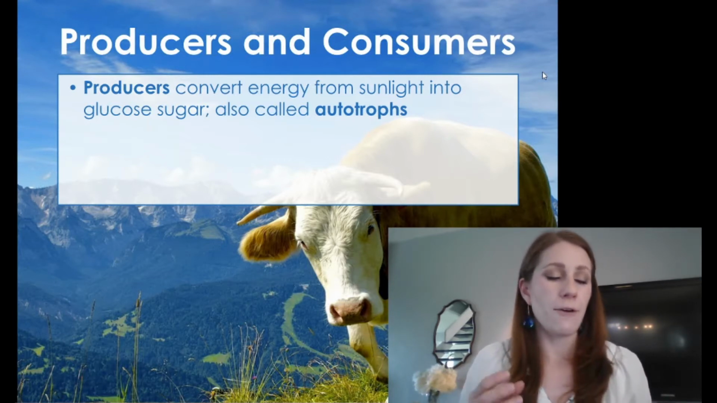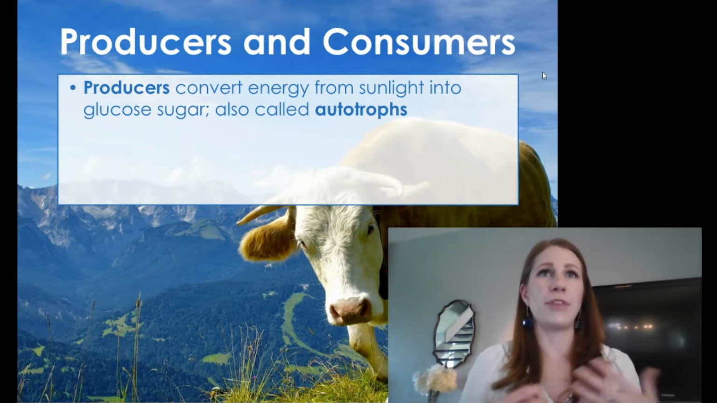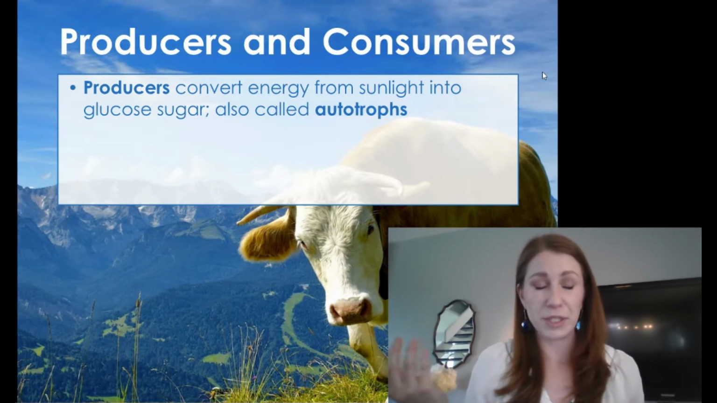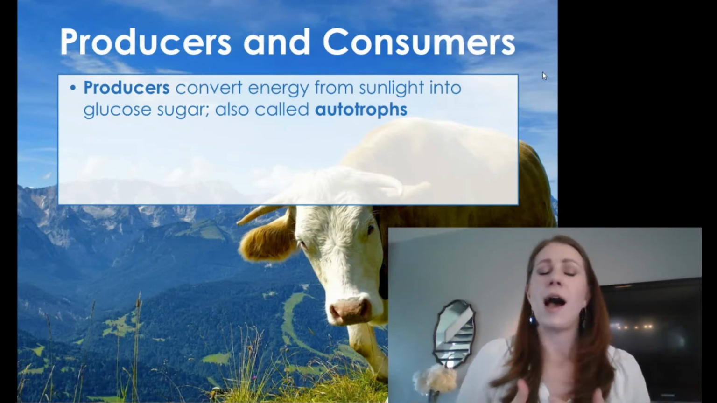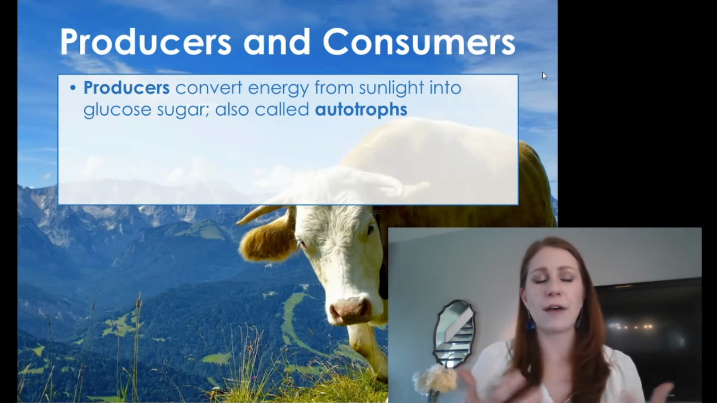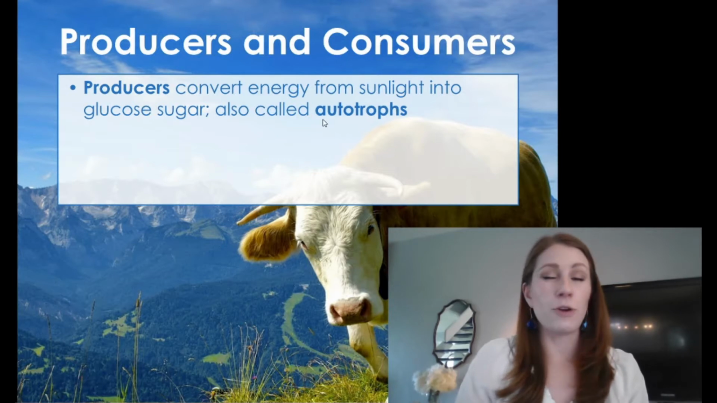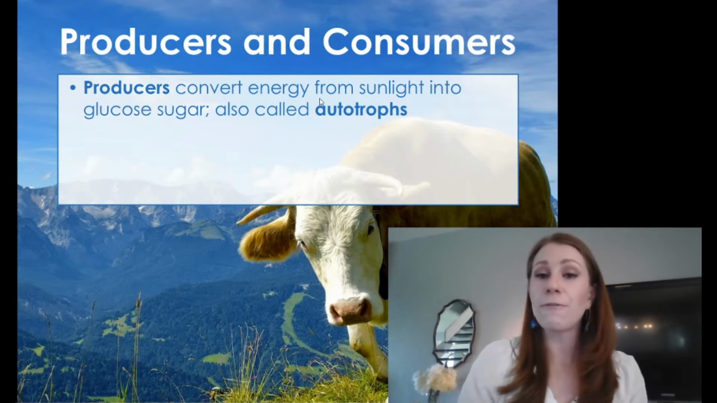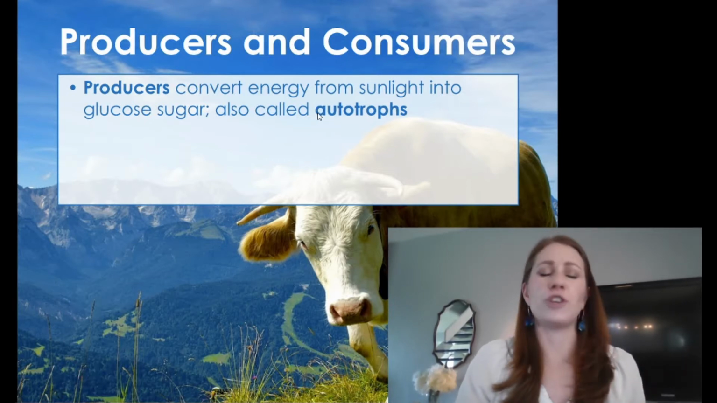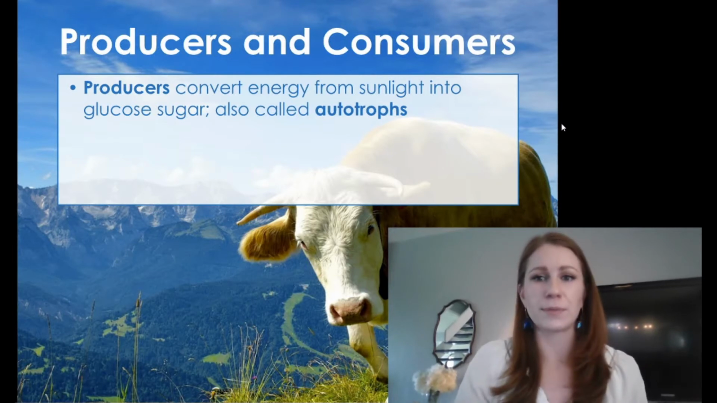This is why fruit tastes sweet. It's why some things, I think carrots, taste sweet. Most people disagree with me, but they taste sweet to me. All those plants, they have sugar in them. Producers are also called autotrophs. If we break that word down, auto means self, and troph is talking about energy. So they make energy themselves.